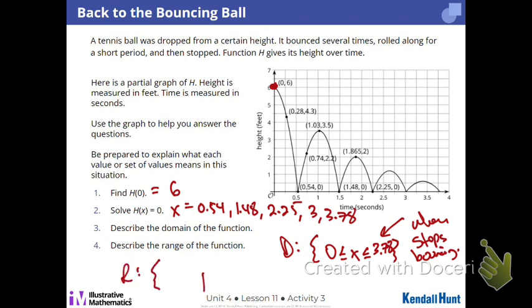Okay, the range. All possible outputs. What's the lowest it can go? 0. What's the highest it can go? Can it go everything in between? Yeah, this isn't a teleporting bouncy ball, which would be kind of cool. Unless you're playing catch and all of a sudden it's in your face. Yeah. All right.